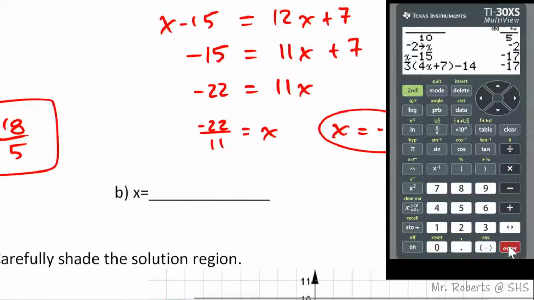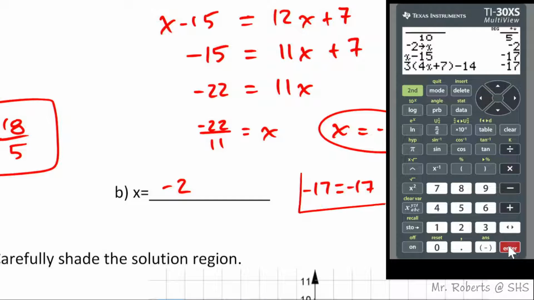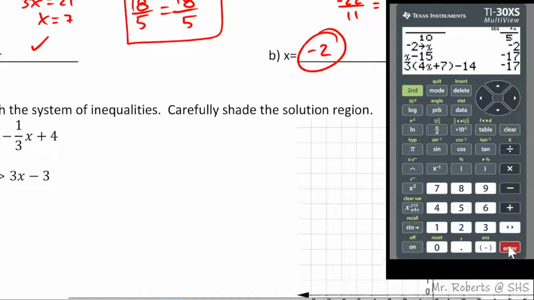So when x is negative 2, both the left-hand side and the right-hand side of this equation become negative 17. And because negative 17 is clearly equal to itself, this checks. So here's my solution, and there's my verification that it is indeed the solution.